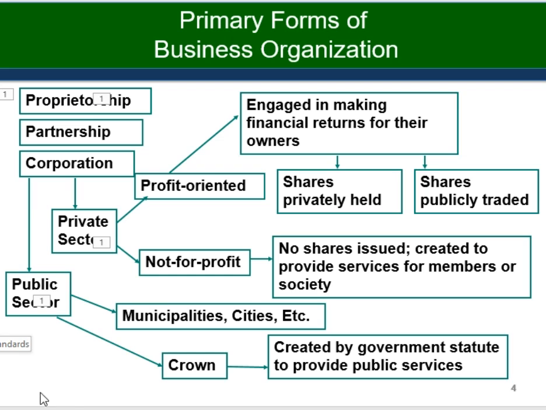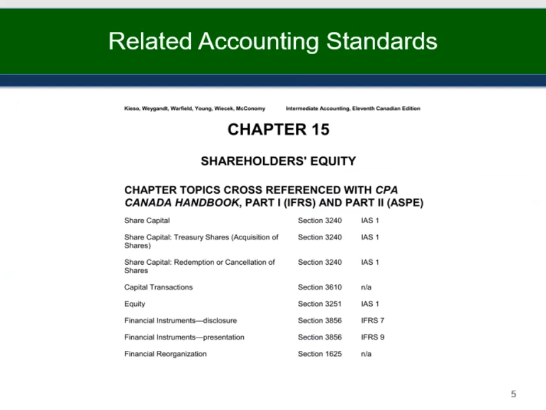Relevant sections of the accounting standards are listed here. This is in addition to the PowerPoints from the publisher. So shareholders' equity is addressed in a number of sections of ASPE. They're the ones that are listed as sections, and the IAS and IFRS standards refer to the International Financial Reporting Standards. So if you want to find out more information about the actual standards that bear on this chapter's subject matter, take a look at those areas.